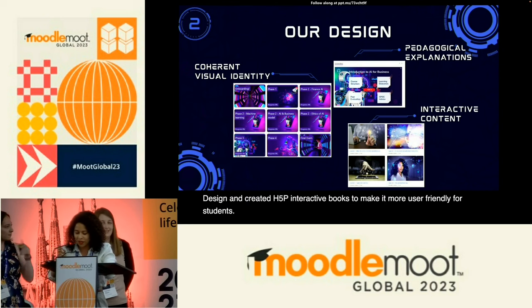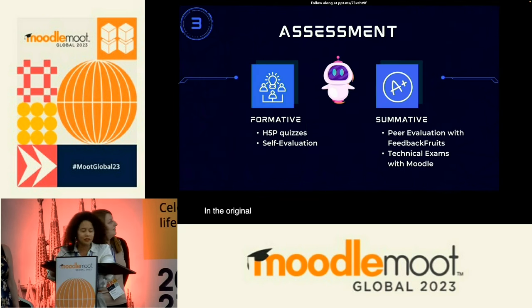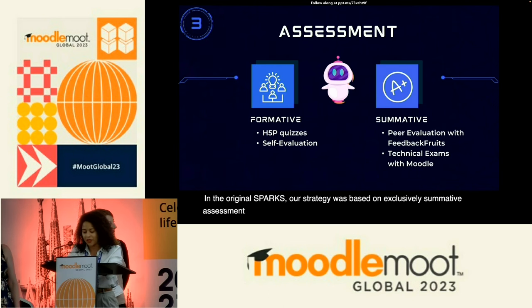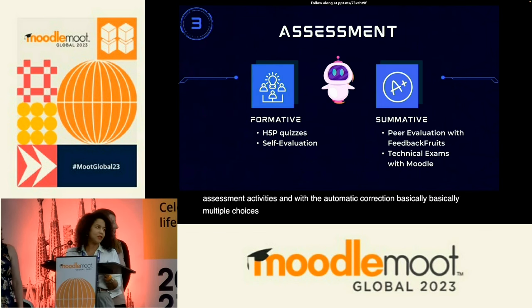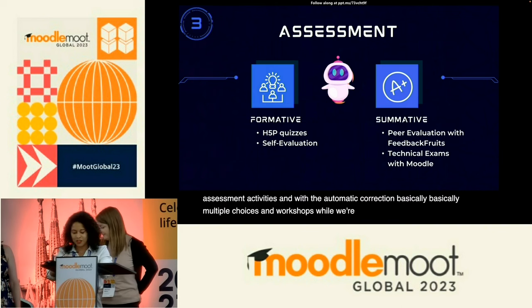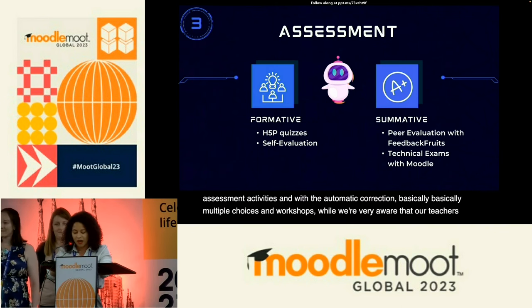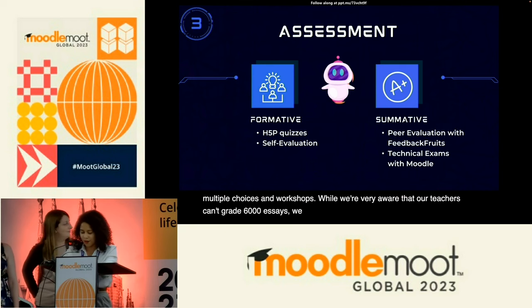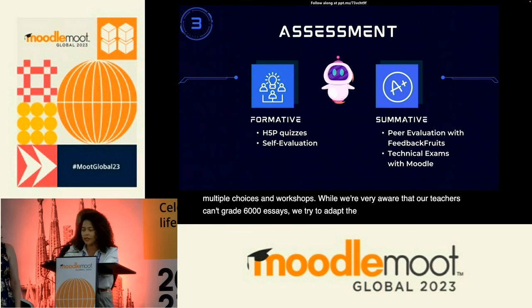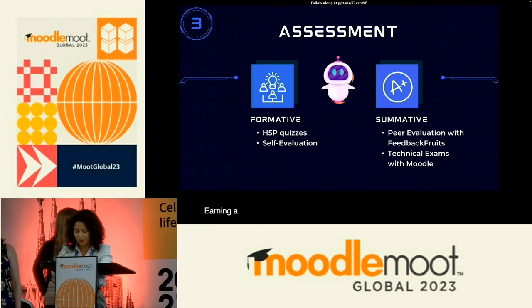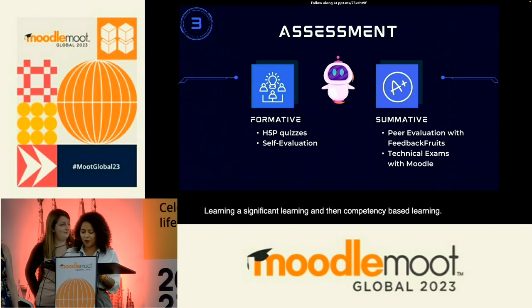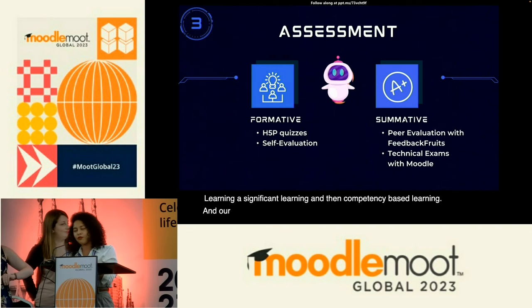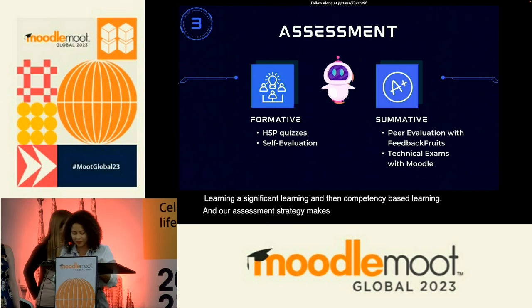In the original Sparks, our strategy was based exclusively on summative assessment activities with automatic correction, basically multiple choices and workshops. While we're very aware that our teachers can't grade 6,000 essays, we try to adapt the strategy with the concept of mastery learning, significant learning, and then competency-based learning. And our assessment strategy now makes use of both formative assessment and summative assessment.